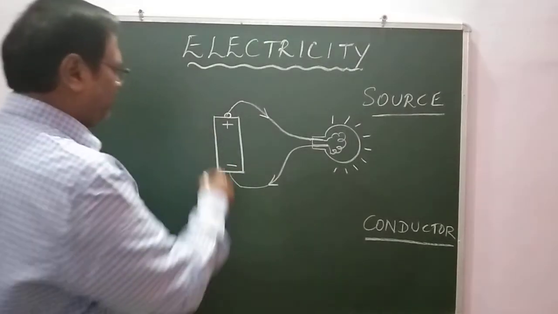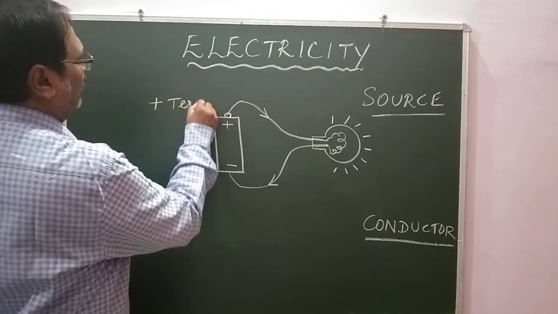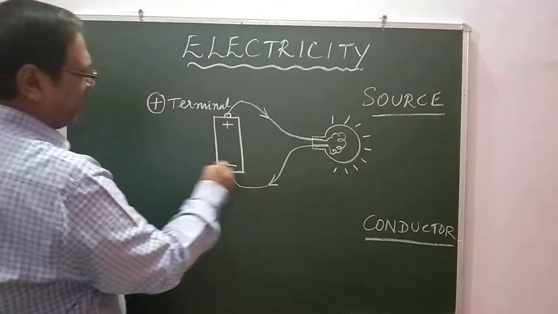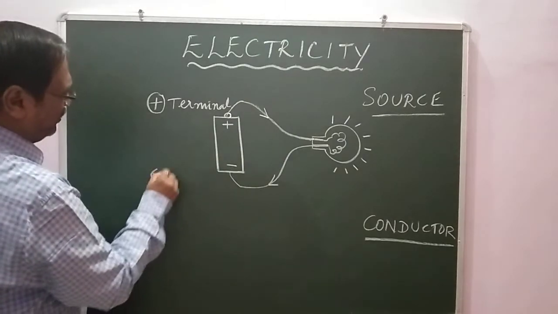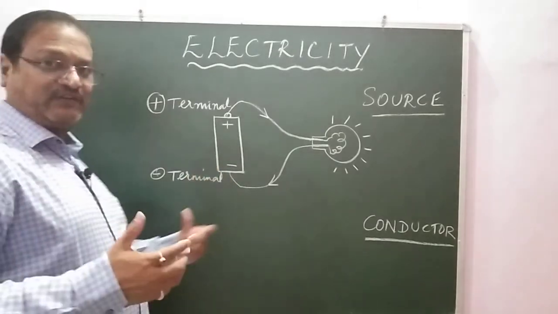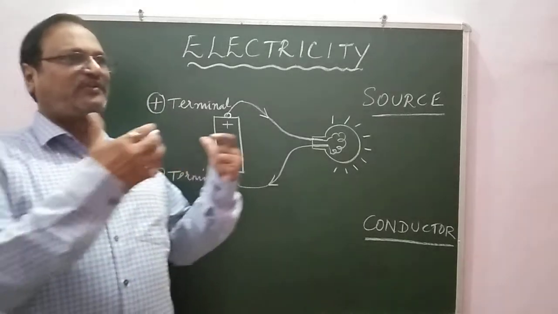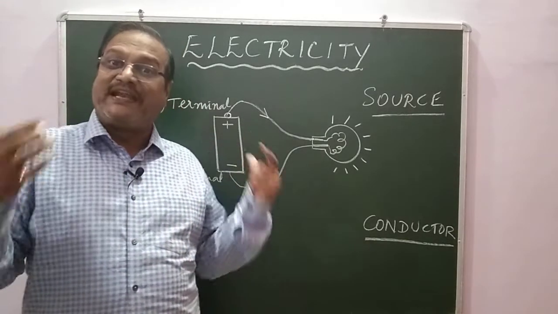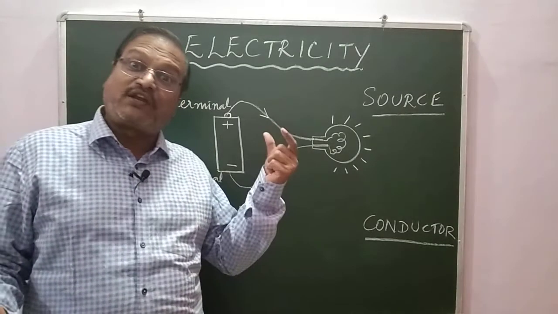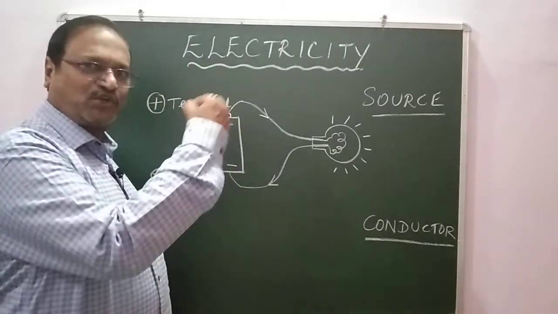This positive is called the positive terminal. What do you call it? It is called a terminal. This is called the positive terminal and this is called the negative terminal. See, for example, a train starts from a terminal. From Lucknow the train is starting, from Delhi the train is starting, from Chennai the train is starting. That is called a terminal, where the trains come and the trains go.